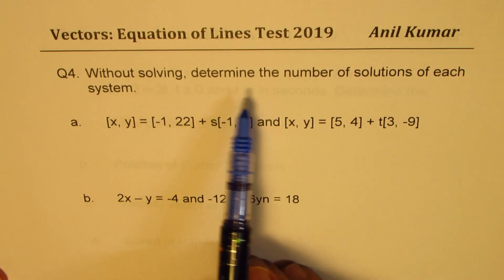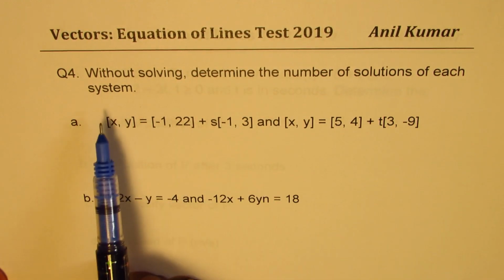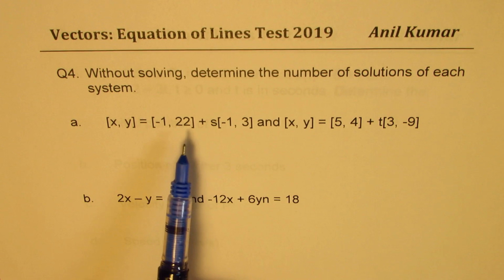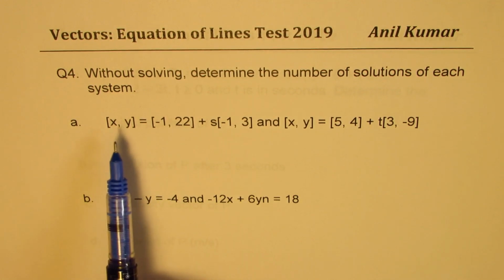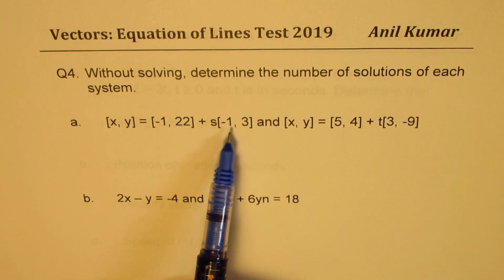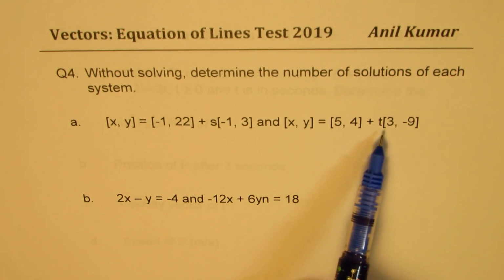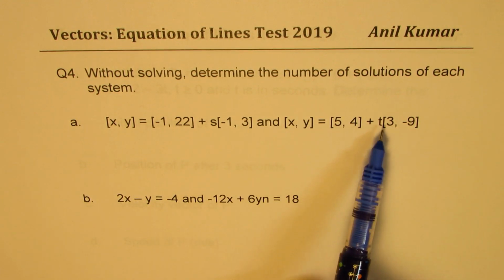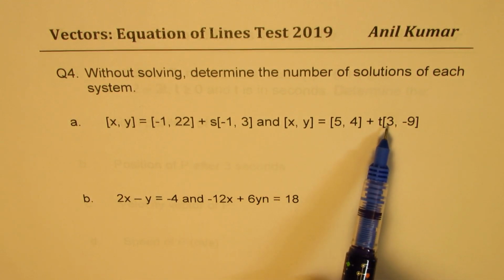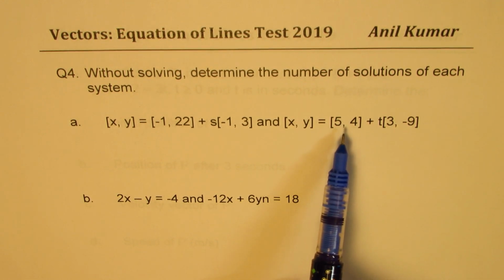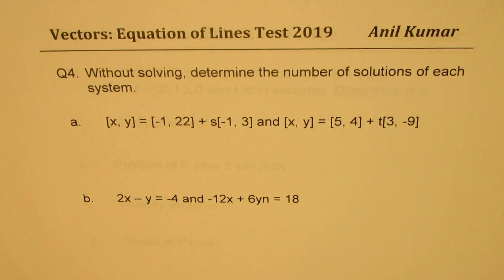Without solving, determine the number of solutions of each system. Now, how can you do this? We have been given two systems. Let's look into the first one. (x, y) is (-1, 22) plus s(-1, 3). And (x, y) is (5, 4) plus t(3, -9). Now you can see it's a multiple. So these lines are definitely parallel, but we are not sure whether they are coincident or parallel, correct?